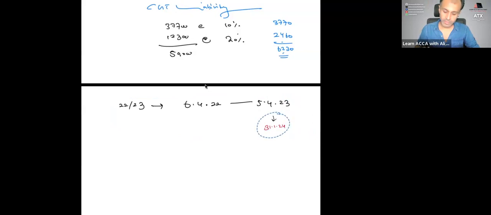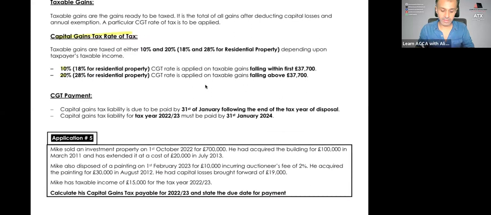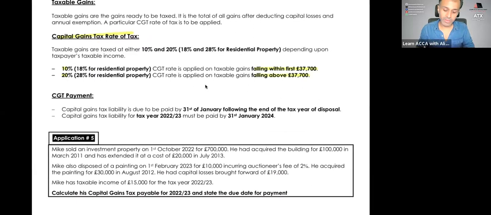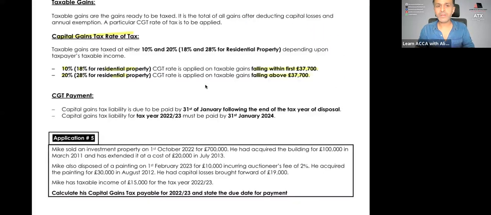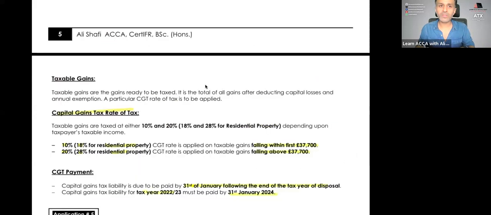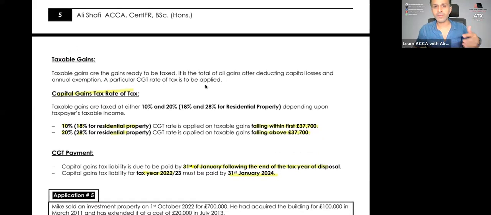Good with that. All of that is written and you can have a look at it. We can do application number 5 then. See, 10%, 20% if the gains fall into this limit, and 18 and 28 for residential property. Everything at the end of the day is in the lecture notes. But you first come to see me explaining all of that to you. Then once you come back to read, you feel comfortable reading it. Even the date of payment is written, 31st of January following the end of the tax year. What is so extra written on this page that you cannot read or understand?